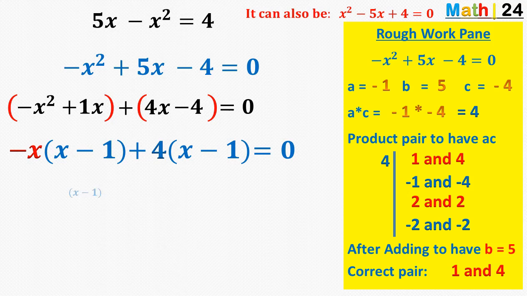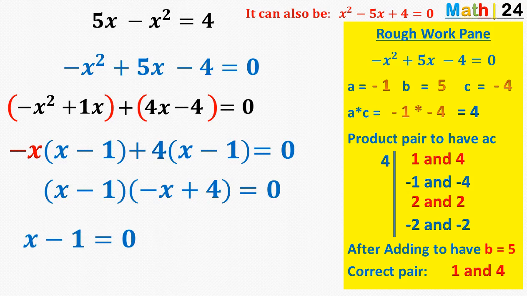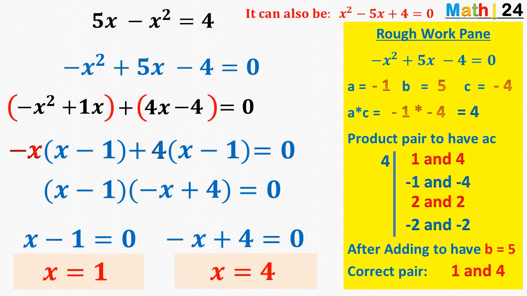Our highest common factor still is x minus 1. We bring it out of the brackets, and what's left, we put in another bracket: minus x plus 4 equals 0. So solving at this step gives us x minus 1 equals 0, or minus x plus 4 equals 0. So x equals 1 or x equals 4.